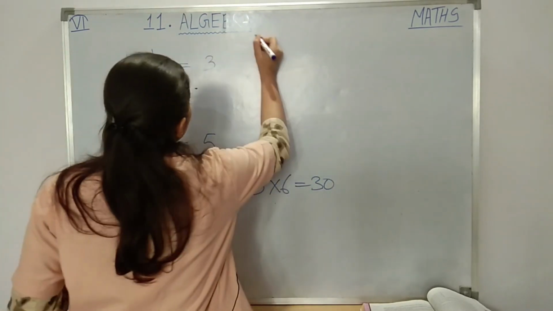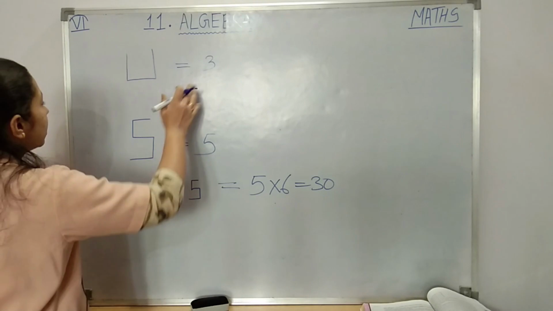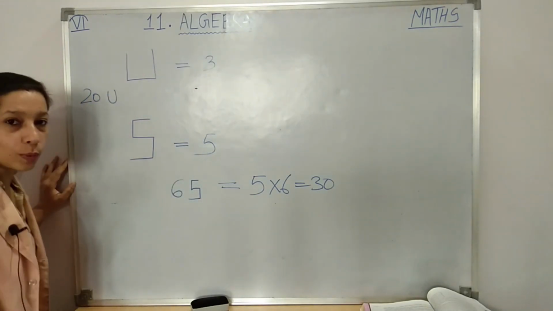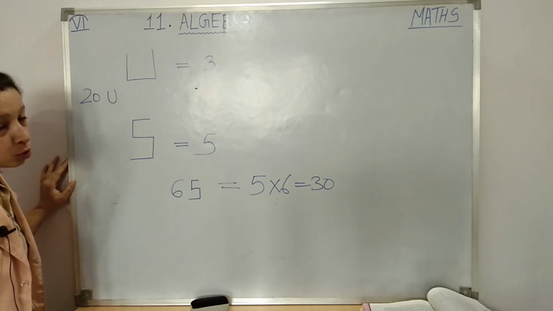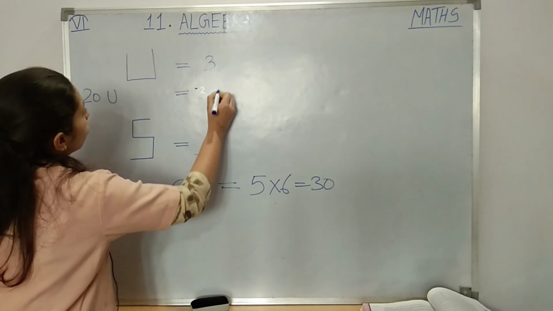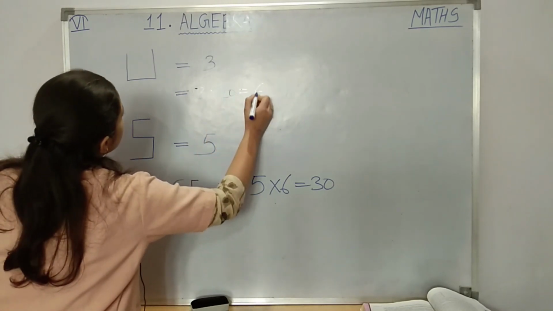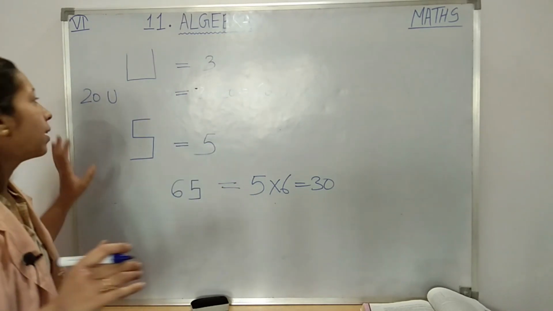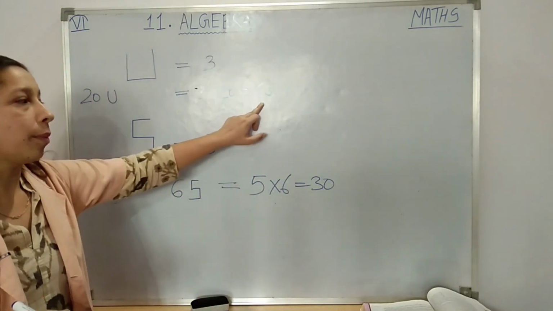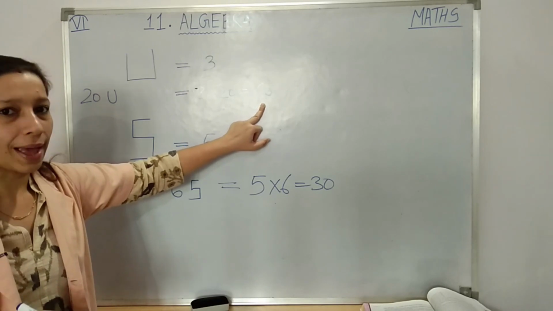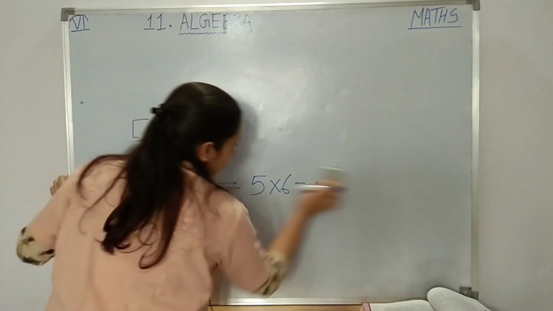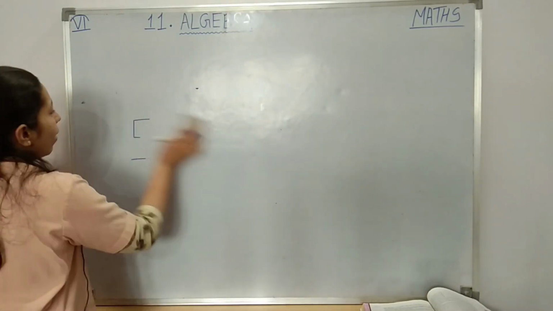Now, for 1 U, you will use 3 matchsticks. Now, I want to make 20 U's. How many U's I want to make using matchsticks? 20. So what I'll do? 3 into 20. 3 2's are 6, 0. So if I want to make 20 U shapes using matchsticks, how many matchsticks I'll require? 60 matchsticks. Isn't it, students?